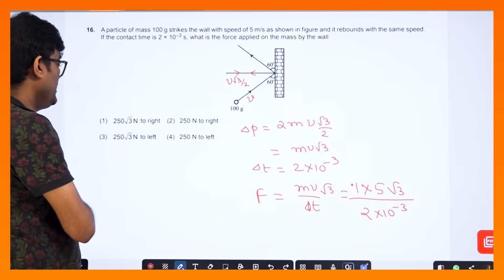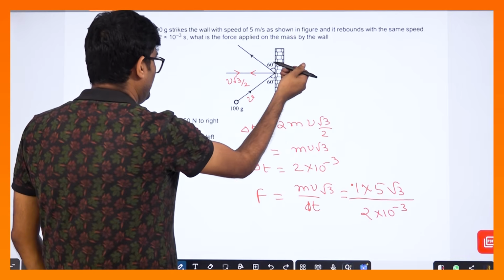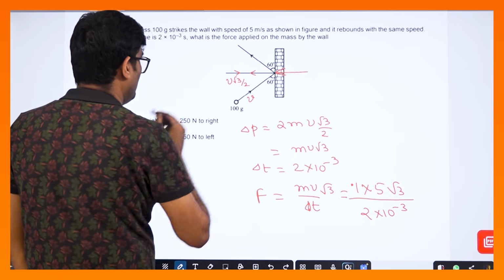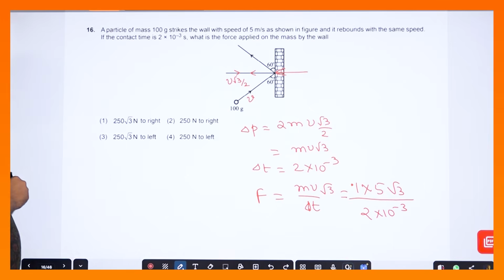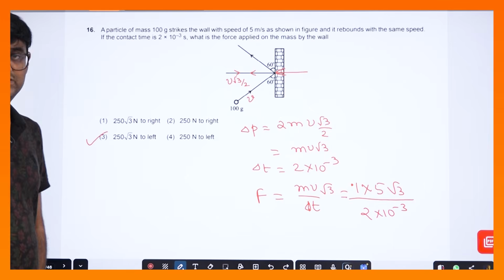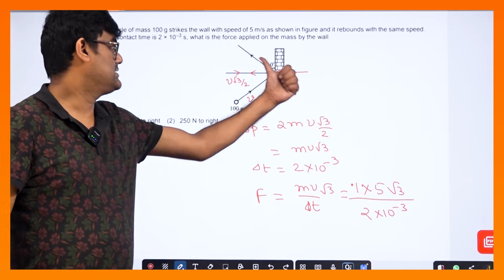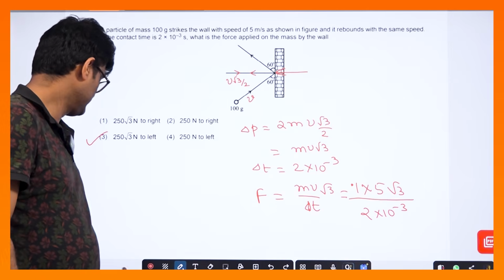And in which direction is this force coming? As the momentum is changing in this direction, the force applied on the mass by the wall is towards the left. Option 3 is your correct choice, right? Because it is changing momentum in this direction.